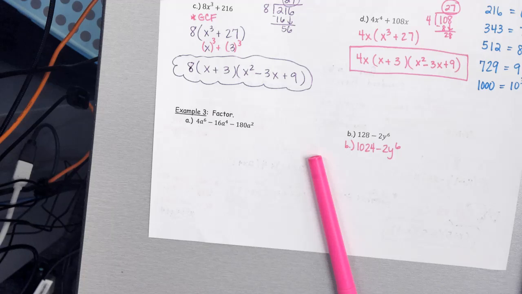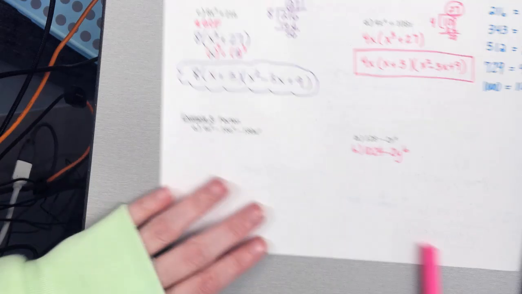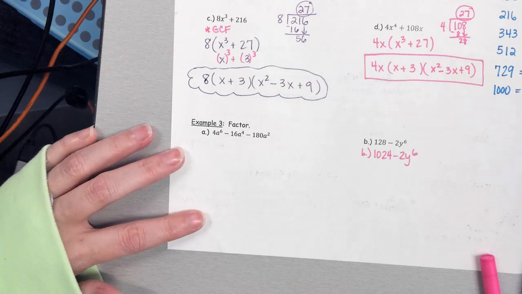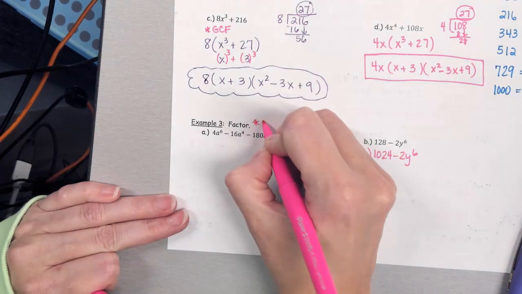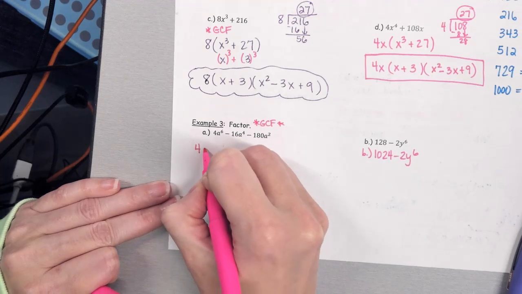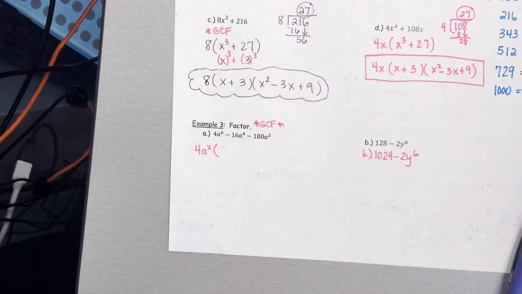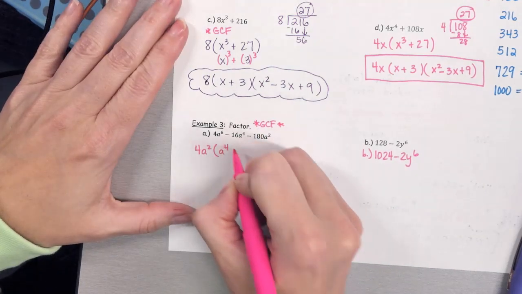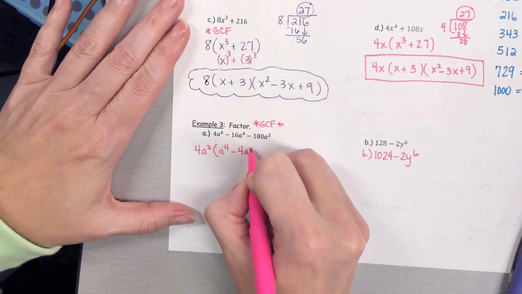All right, so once you take out your GCF, now we're going to have to factor, and this is a trinomial. Okay, so we're going to have to do some guessing and checking here. So again, GCF should always be what you go to first. What do they have in common? So you're going to take out 4a squared. Okay, so you'll be left with a to the 4th minus 4a squared.